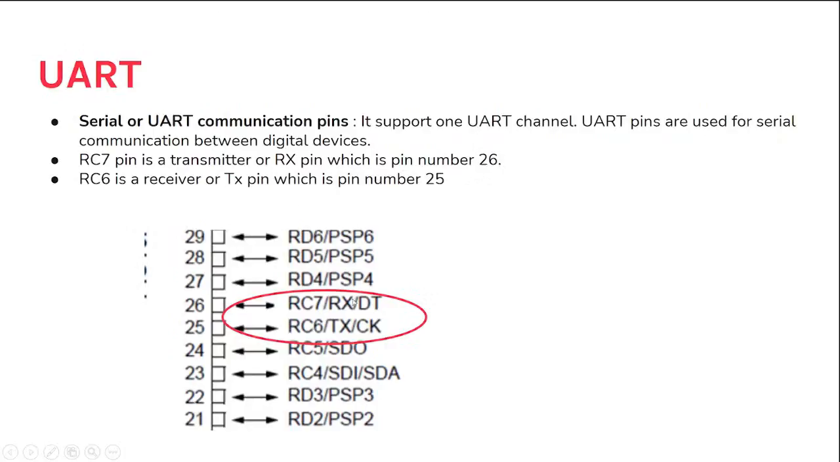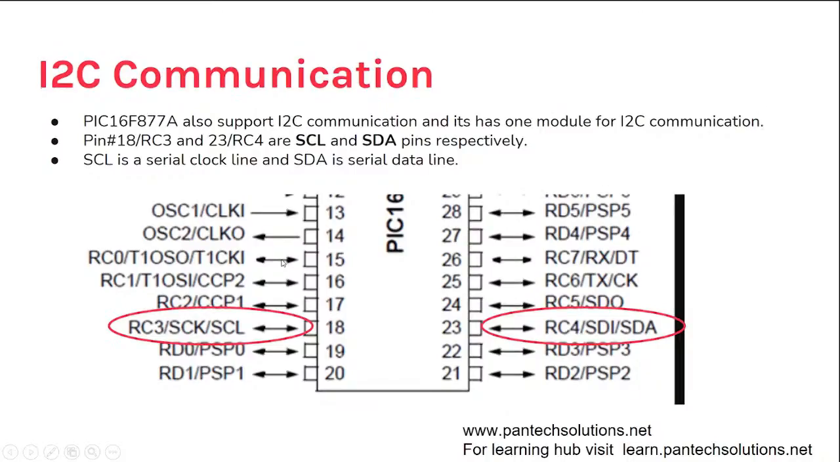And UART for serial communication, which is used to communicate with other devices like other microcontrollers or a PC, with TTL logic. The RX pin number is 26 and the TX pin is 25. RC7 and RC6: RC7 is the RX pin and RC6 is the TX pin. It's UART, universal asynchronous receiver transmitter.